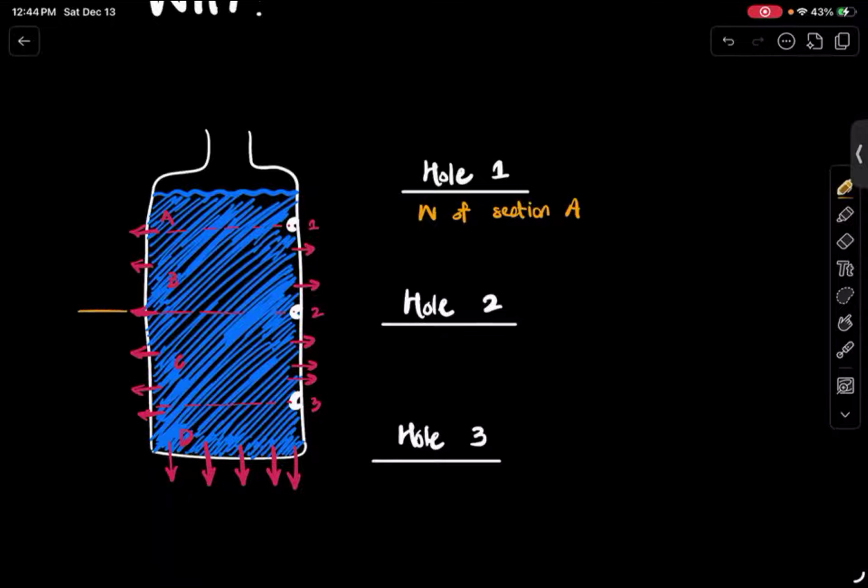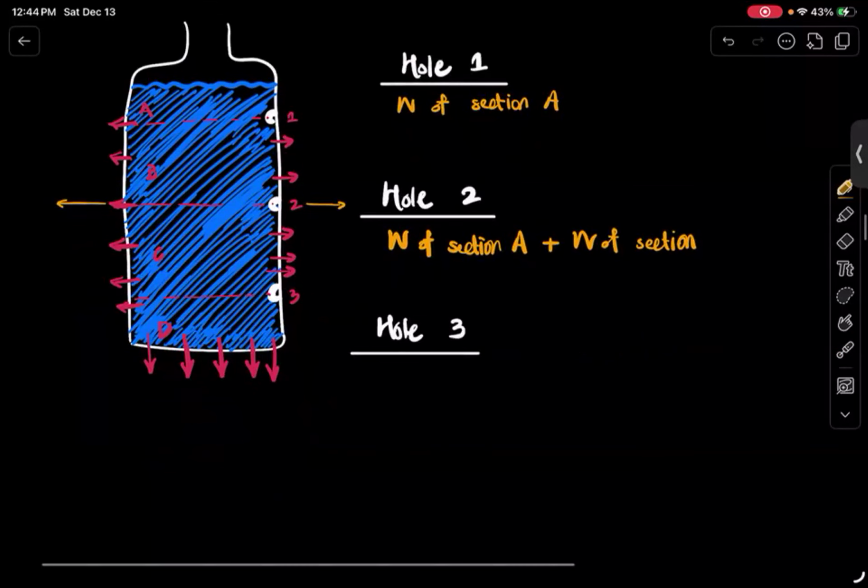So that means it's going to have the weight of section A plus the weight of section B, right? So that's why the stream is stronger, because all the water molecules above you are pushing you down and outwards as well. Then hole 3.